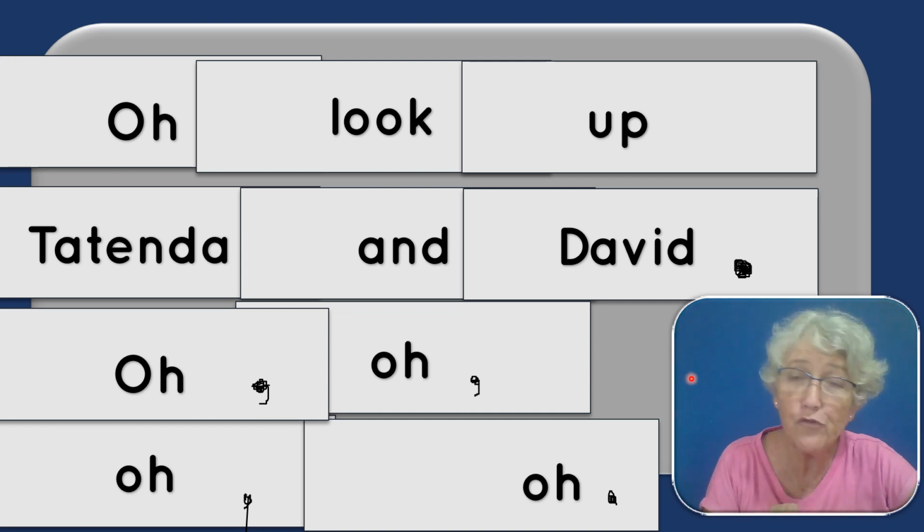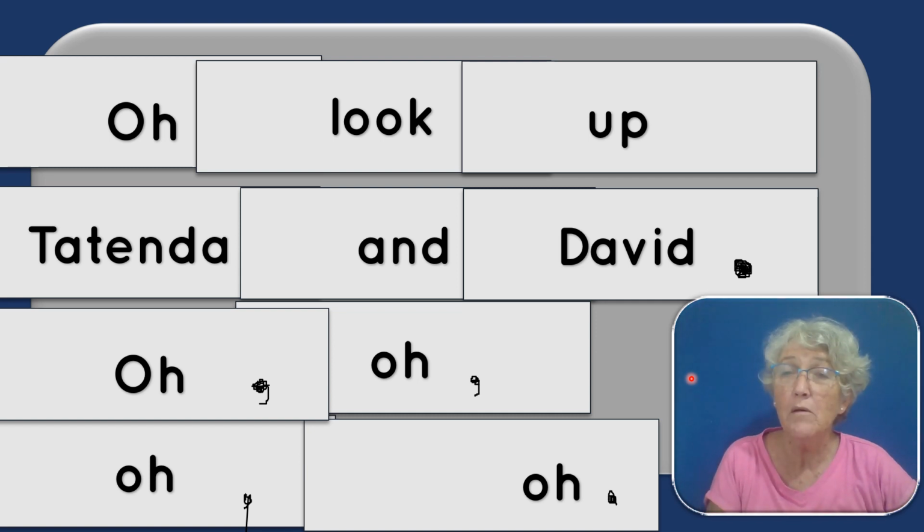You can refer to the book Friends and find it in there so that they can see, I can read it on the board, now I can read it in the book. But maybe just wait a couple of days because we do need that word is to help us.